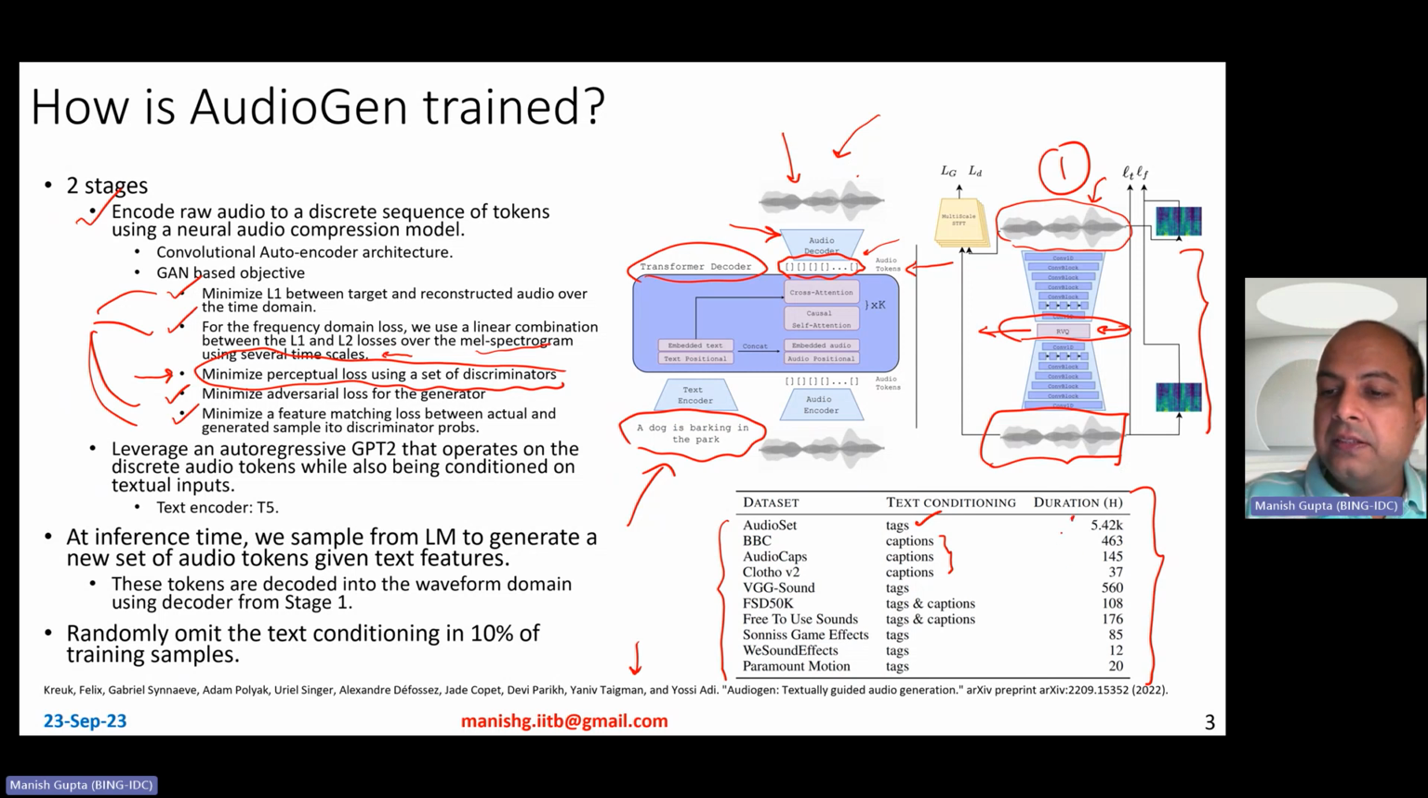So as you see, some of these datasets are very, very small, while just this AudioSet dataset is pretty good, 5,420 hours, right? So overall, after cleanup and so on, they basically end up with about 4,000 hours of audio data combined with text captions, which they use to pre-train this AudioGen model.